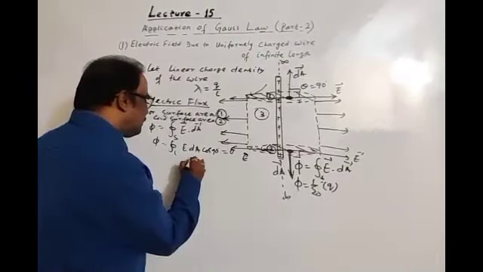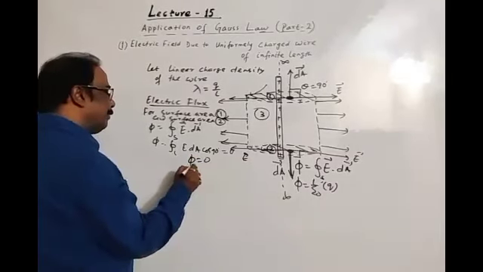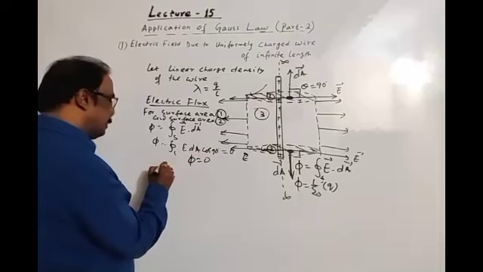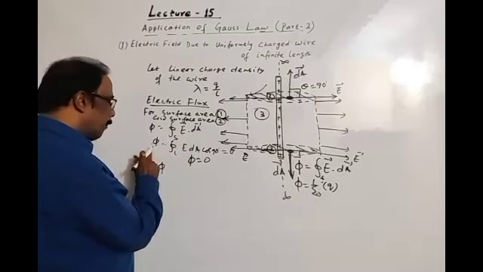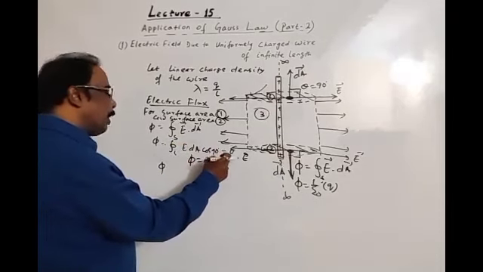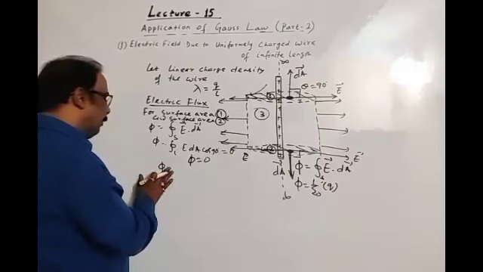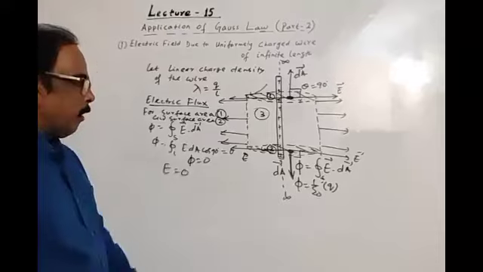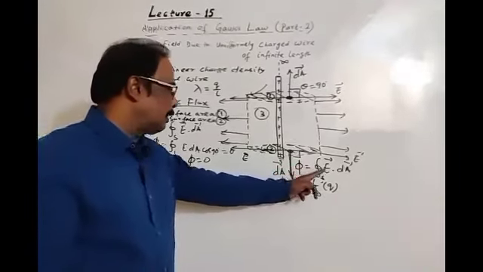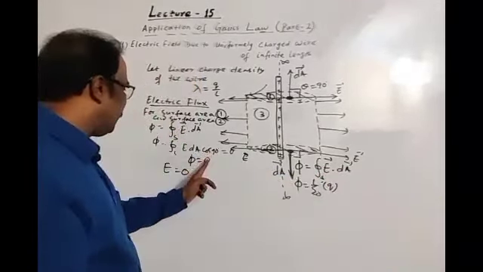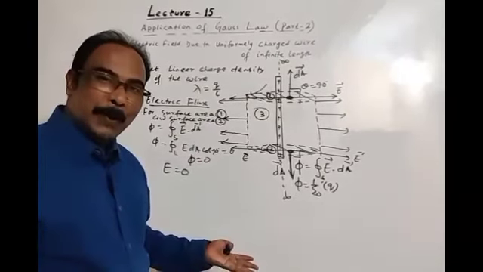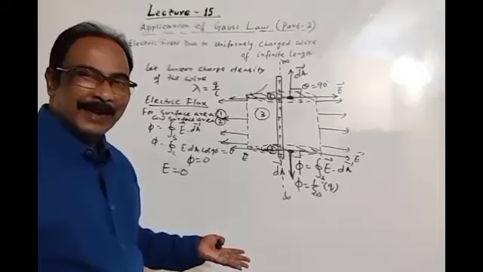So if flux is 0, then flux is E dot dA, E dA cos 90 is 0, then electric field will be 0. Since flux is E dot dA, E dA cos 90, flux is 0, then where there is no flux, there is no electric field.